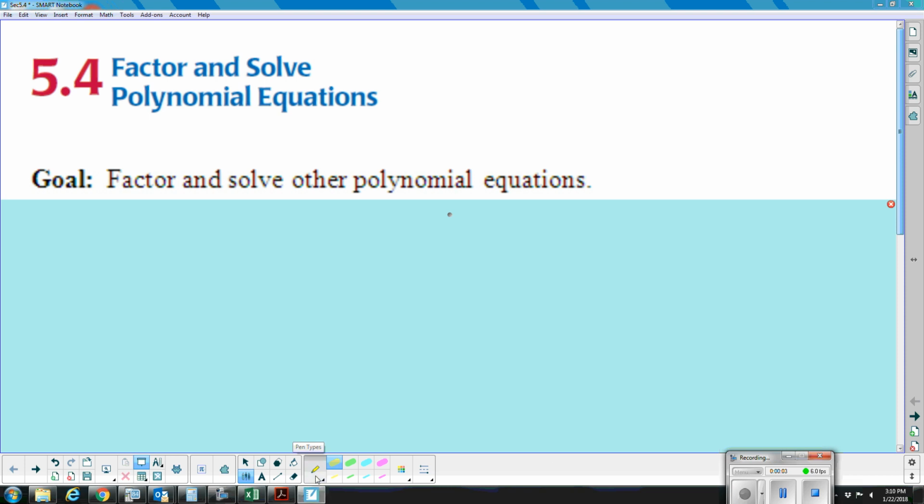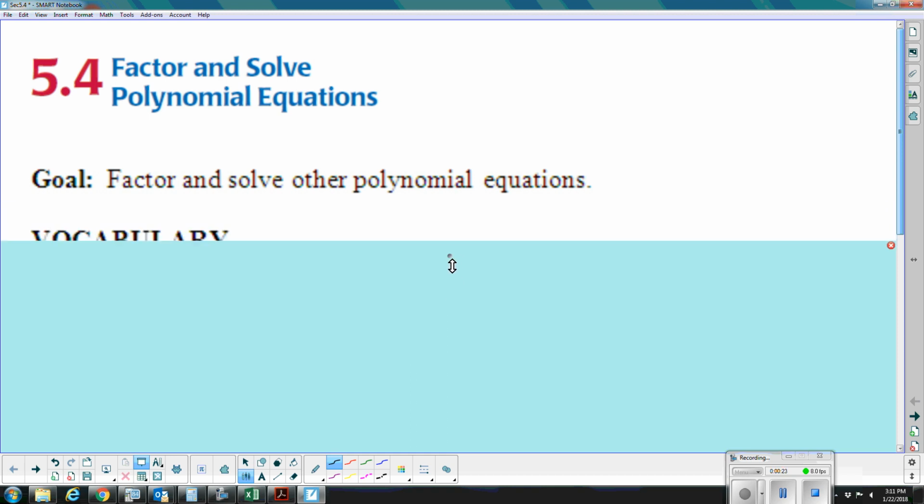Hi ladies, this is lesson 5.4 and it is factoring and solving polynomial equations. So in the last lesson, if you remember from 5.3, we were adding and subtracting and multiplying polynomials. Now we're going to do the reverse, which is dividing, and you can also refer to that as factoring.